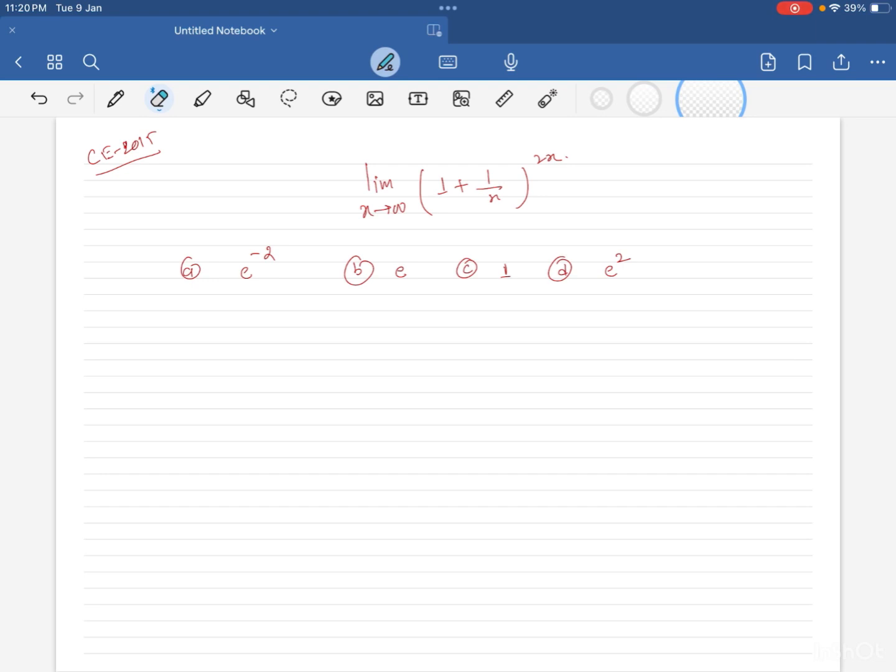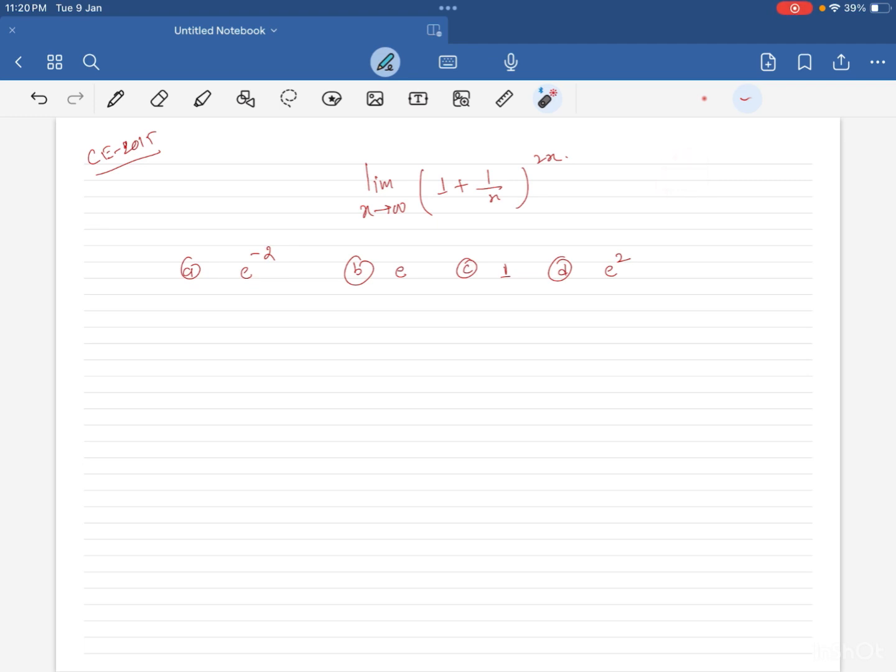Okay, so let's look at this question. This question is from CE 2015. Now we have to evaluate this limit. Now if you see, if you put this limit x tends to infinity, here we will get 1 to the power infinity. This is one other form of the indeterminate, 1 to the power infinity.